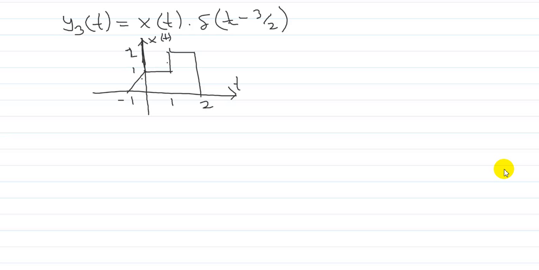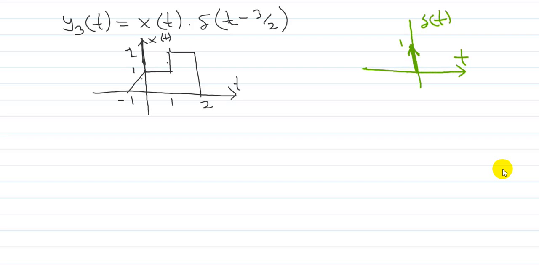The third part is where we need to multiply the signal x of t with an impulse signal, delta of t minus 3 by 2. Let us first plot delta of t. In the case of a continuous time signal, the impulse will look like this, and you can put an arrow to differentiate it. This is your delta of t. Normally it will be 1 here, but it goes to infinity.